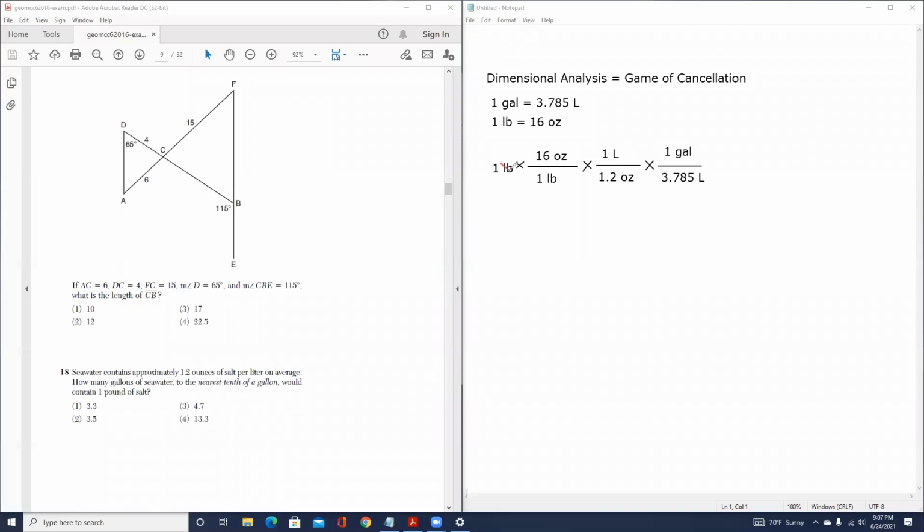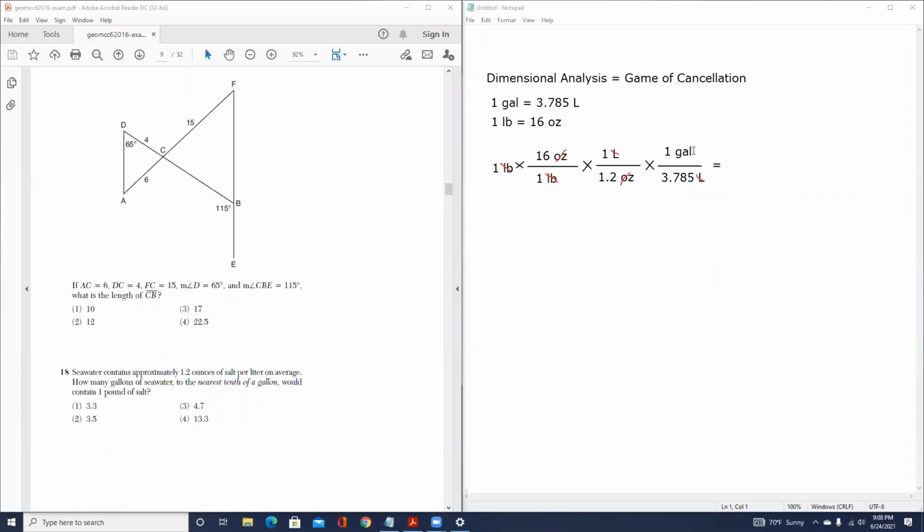So the first unit we cross out are the pounds. The second unit we cross out are the ounces. And finally, the unit we cancel out last are liters. And that leaves us with only gallons. Keep in mind, when you're doing these cancellations, you don't touch the numbers. You only try to cancel the units themselves. So all of these fractions are inputted the exact same into your calculator as they are drawn out.